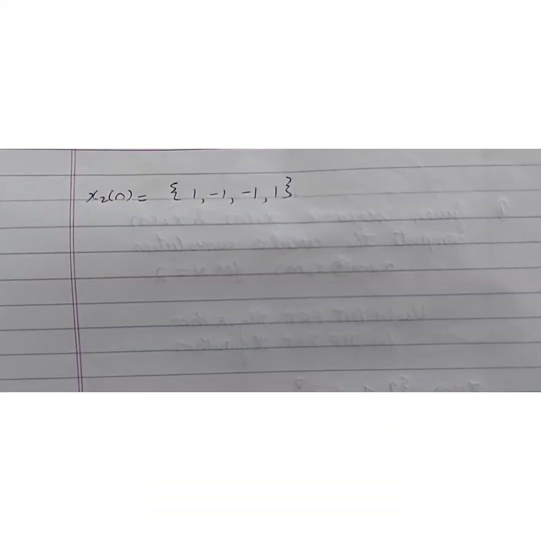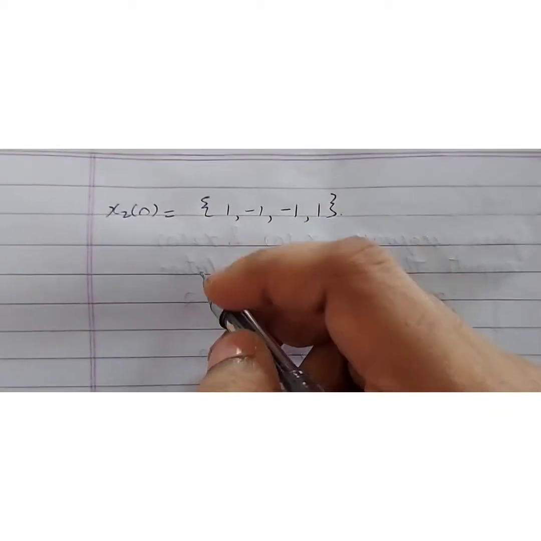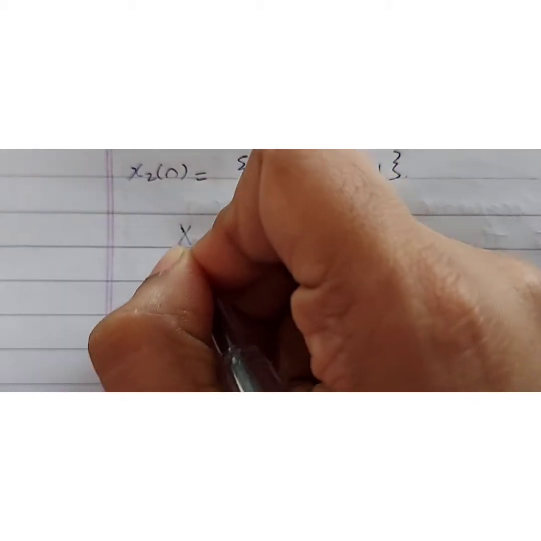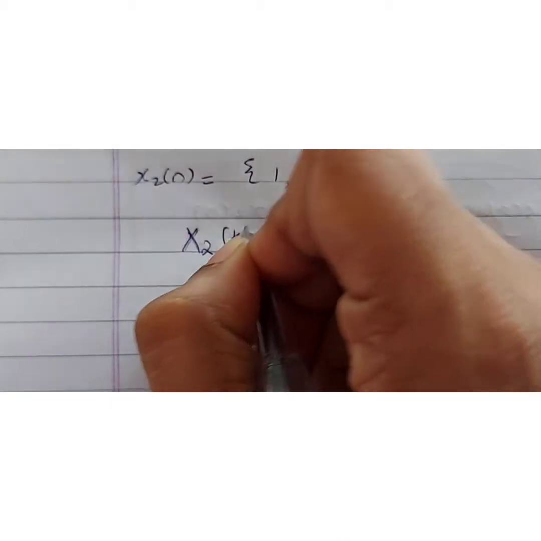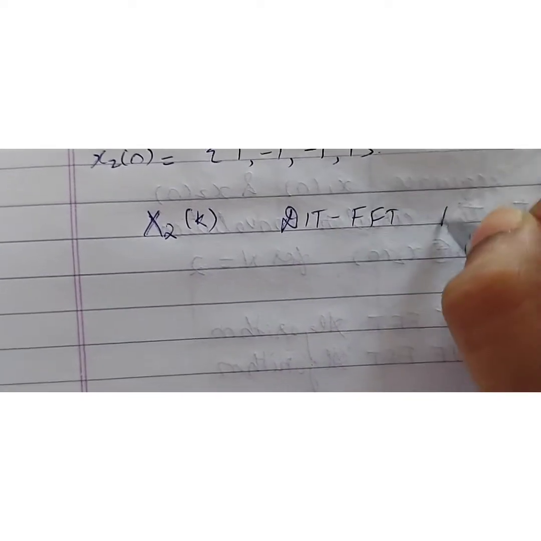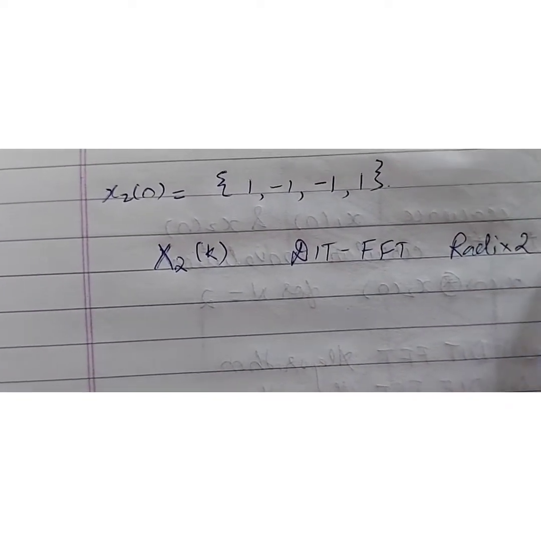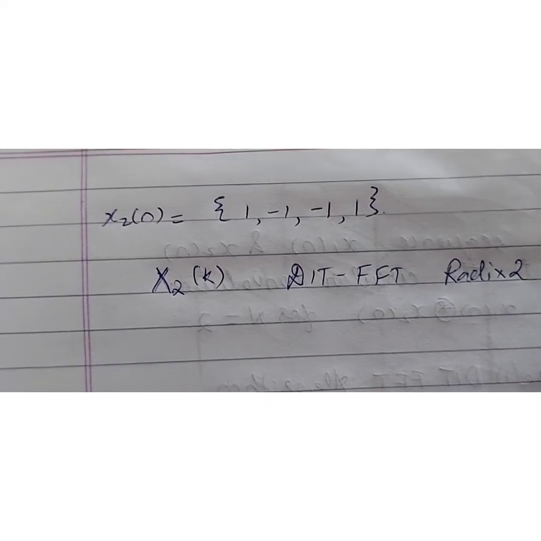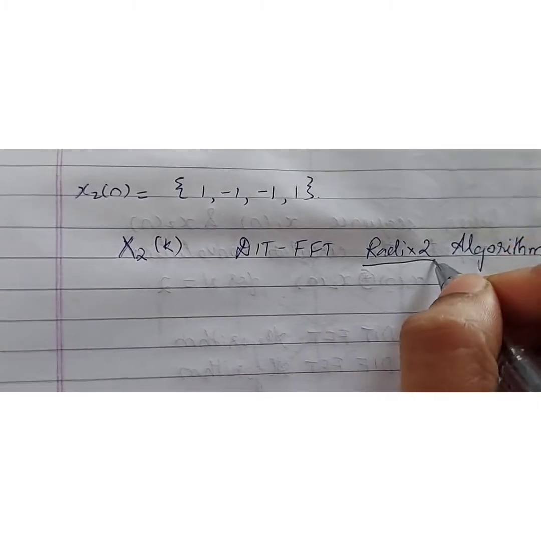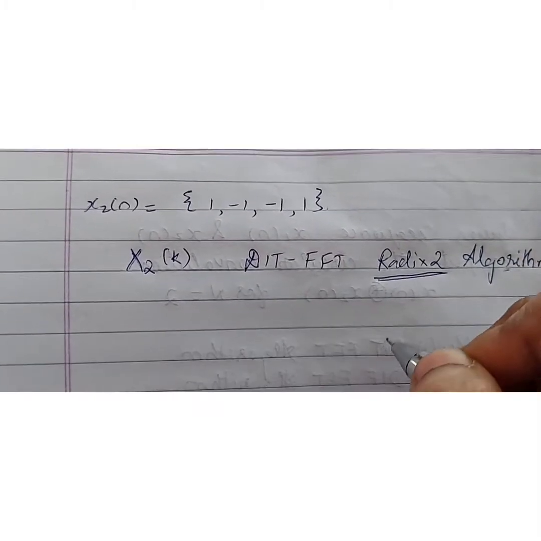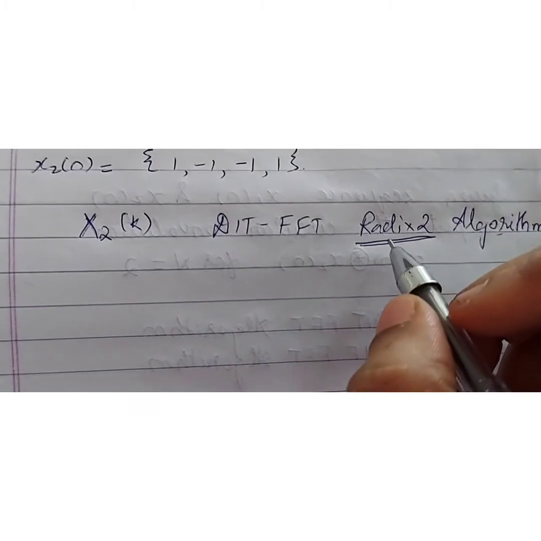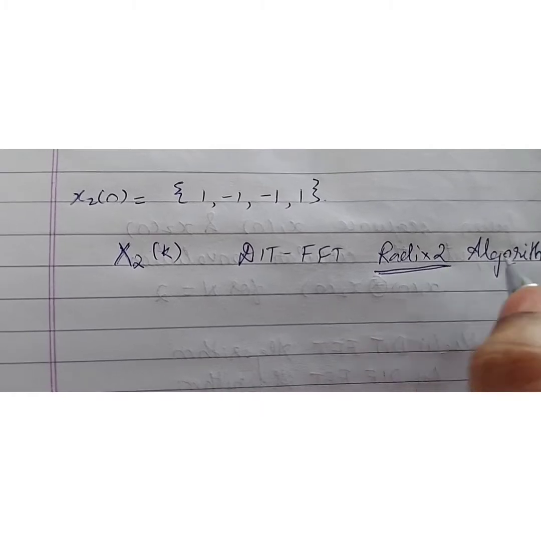Okay. So next we take x2 of n, and even for x2 of n we try to find our x2 of k using DIT FFT radix 2 algorithm. In many questions you may find this radix 2 algorithm, and then they may say DIT or DIF. You must be very careful. Or sometimes in the question paper they may just mention to you radix 2 algorithm.